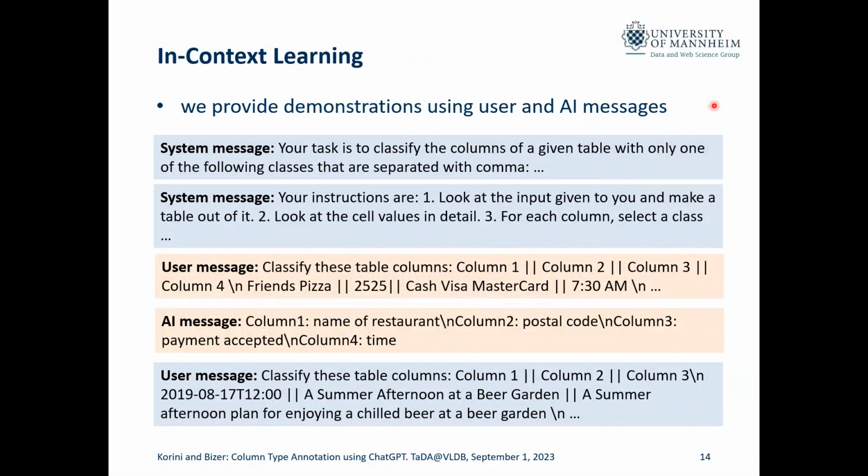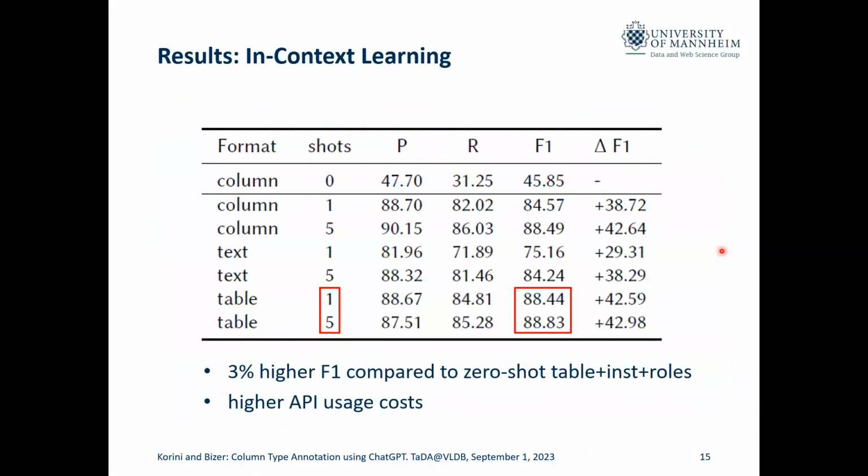In the next step, we experimented with showing different numbers of demonstrations to the model. This can be done by using user and AI messages to simulate a conversation between the user and the model. In this slide, the demonstrations are shown in these orange boxes. As we increase the number of demonstrations, generally the performance of ChatGPT increases. We observed here that there is a 3% increase in the table format case compared to its zero-shot case.